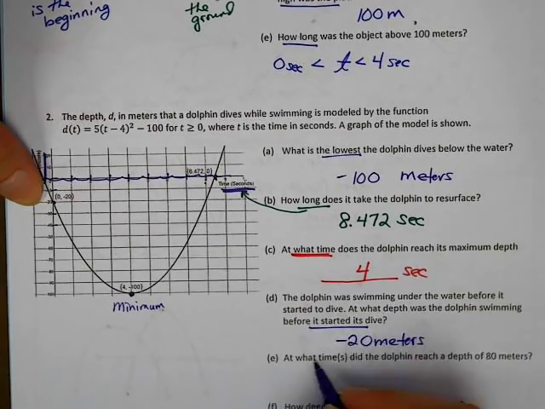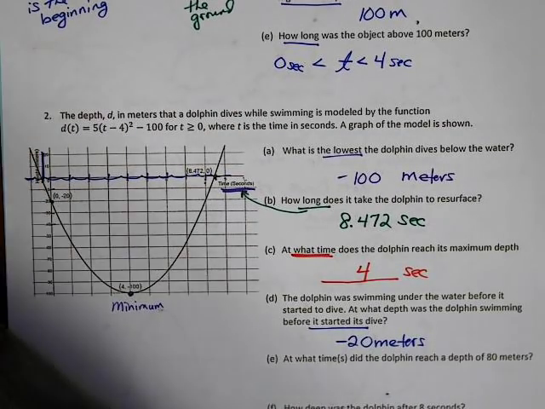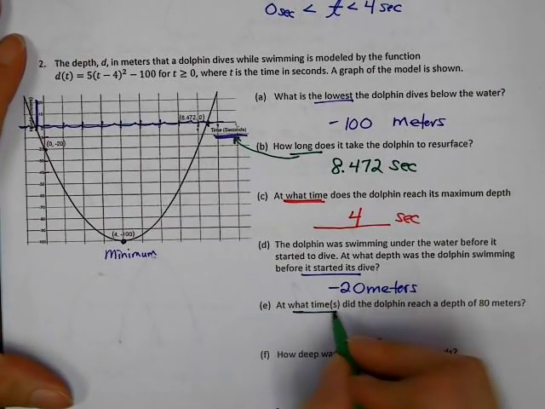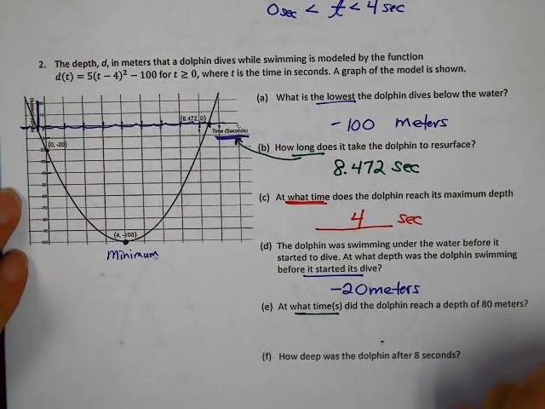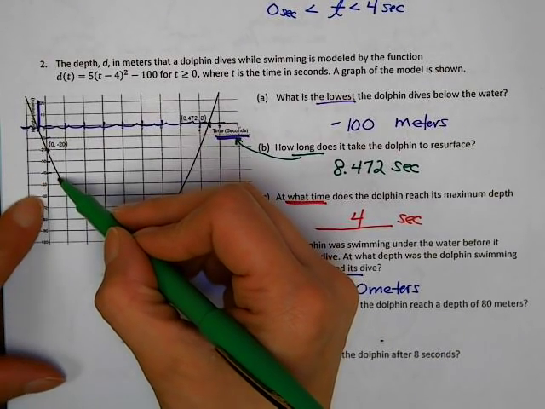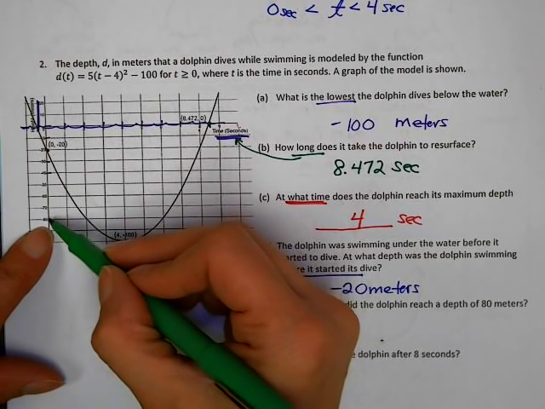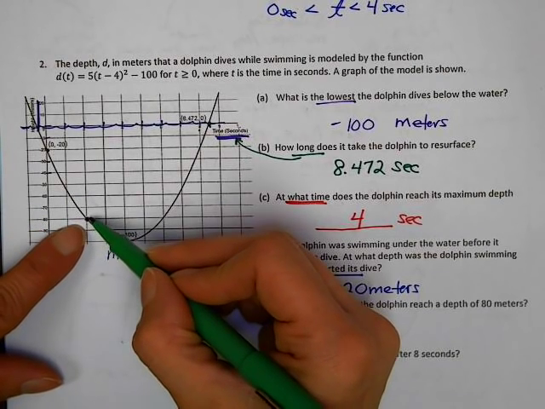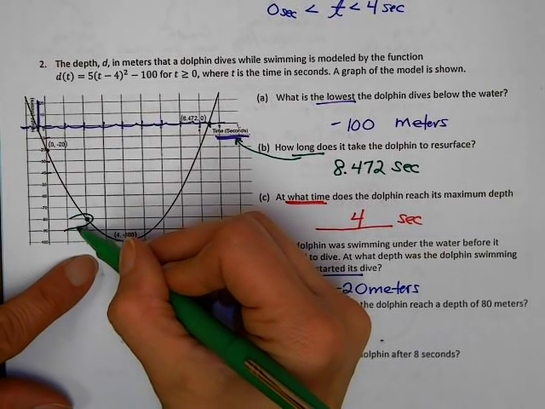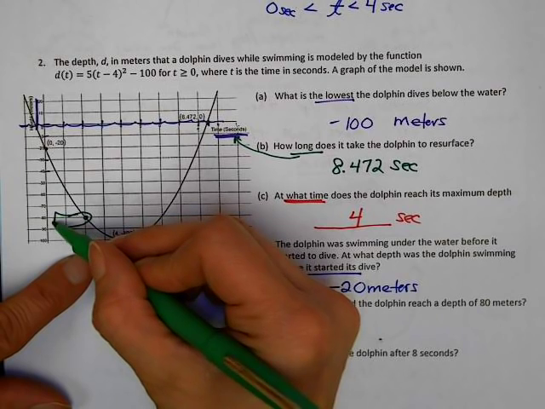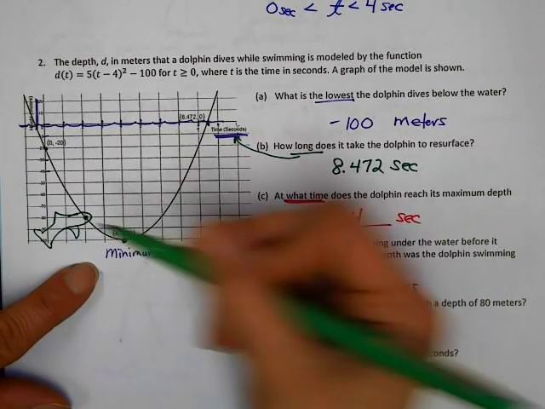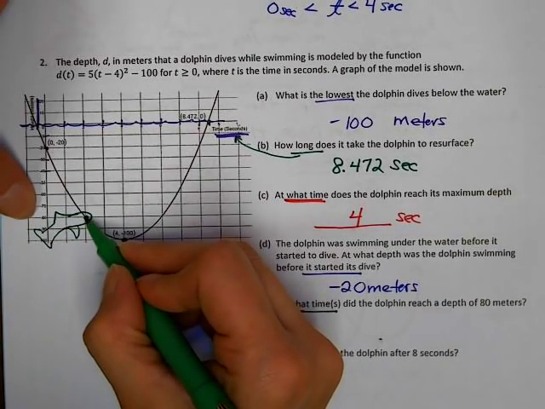At what time did the dolphin reach a depth of 80 meters? Okay, so first I got to see where's 80 meters. Is he at 80 meters here? No. Here? No. Here? Here's 80 meters. Here's the little dolphin. I wonder if I'm a good dolphin drawer. Dolphins have like a pointy fin, right? And then it goes like this. Yes, I am an awesome dolphin drawer. Yes. Okay, here's the little dolphin.